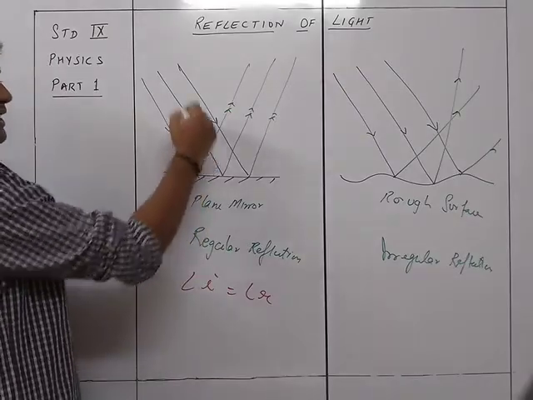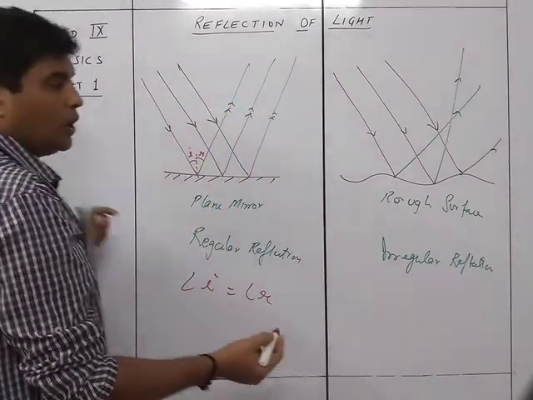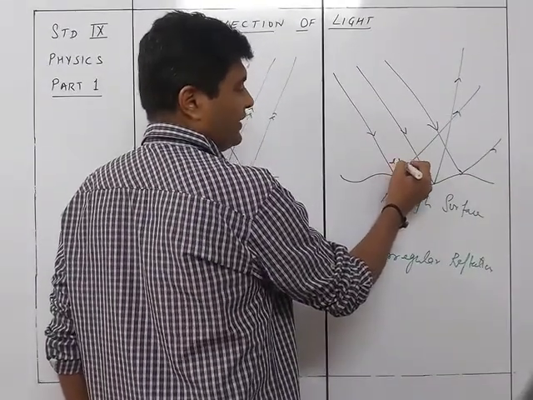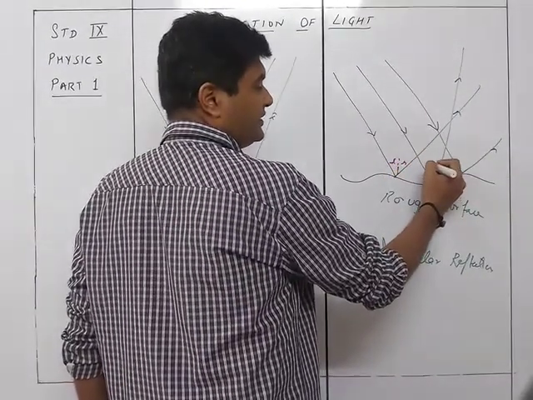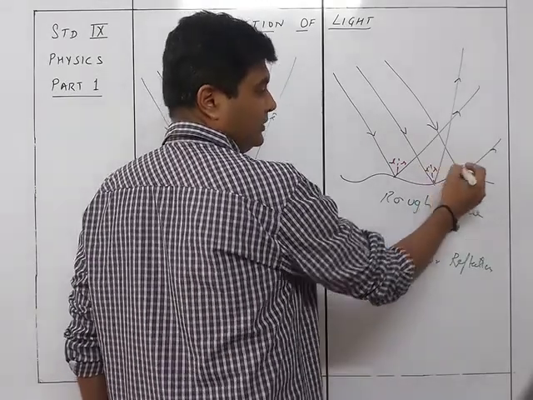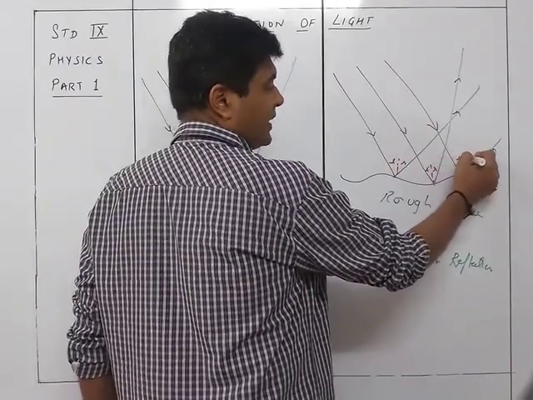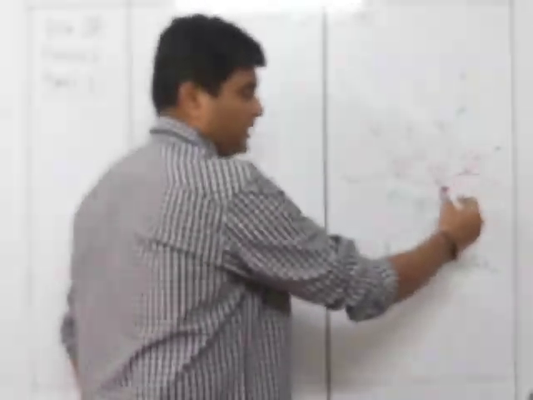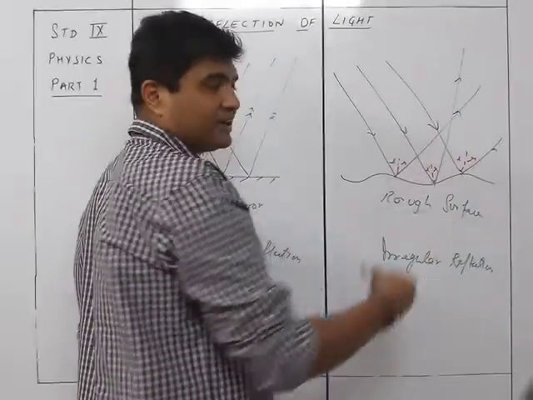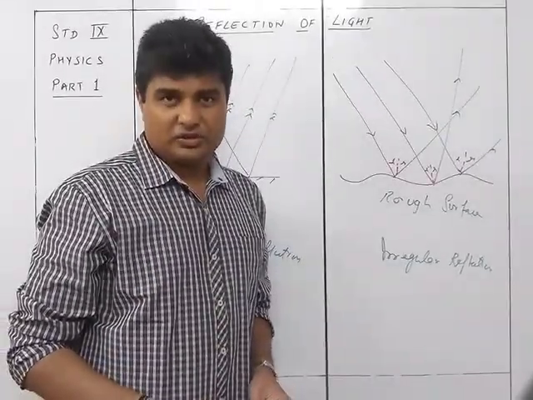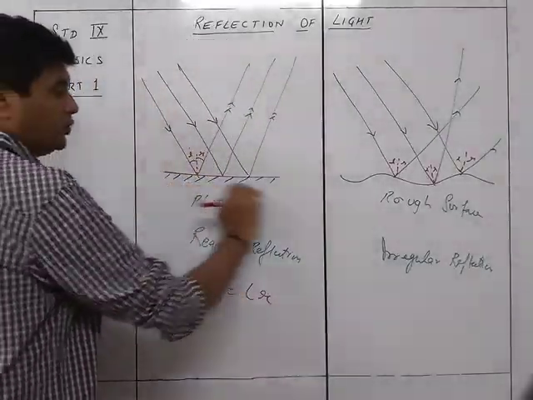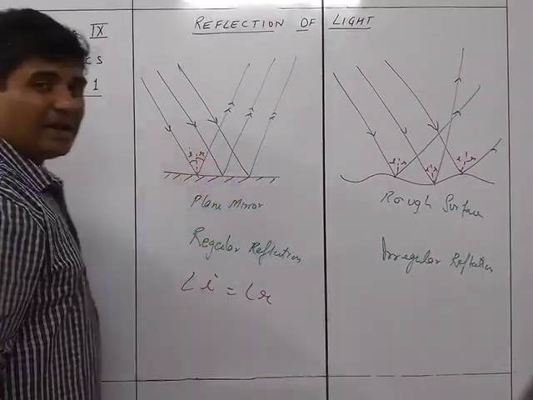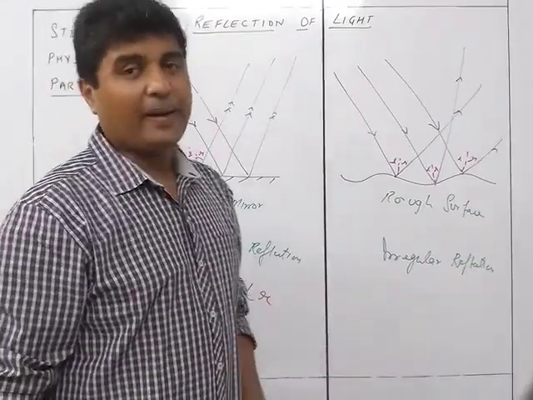So that's why if these are parallel, these will also be parallel. Over here also, the angle of incidence will be equal to the angle of reflection. Here also, and here also. But the point is that since this surface is wavy, the reflected rays are coming up in different directions. Here, because this is a smooth surface, all of them are exactly parallel to each other.